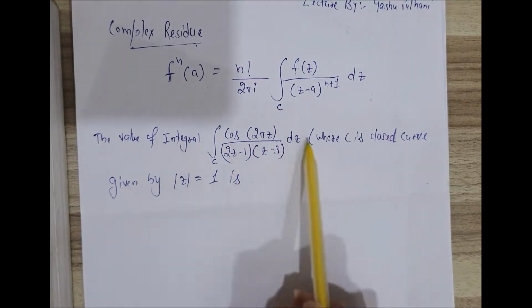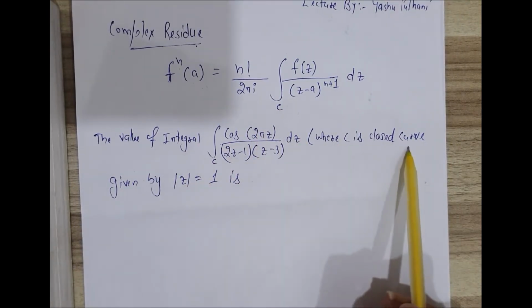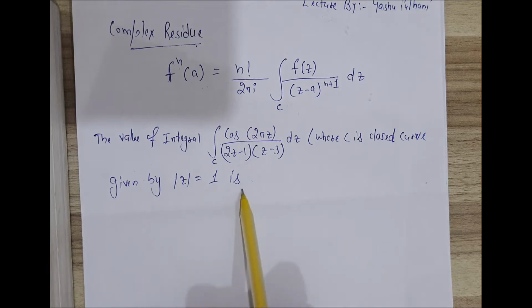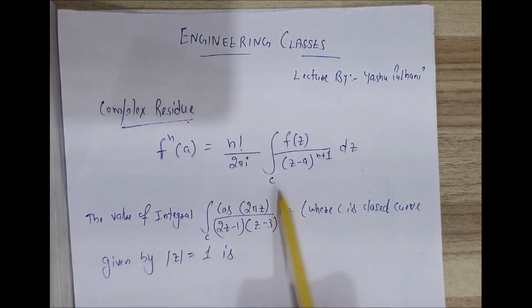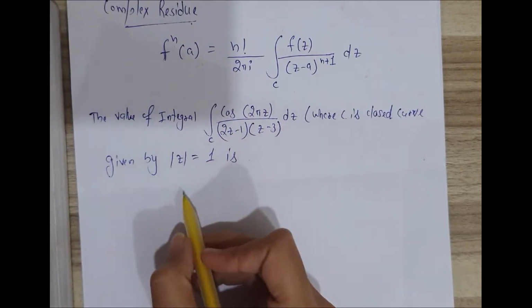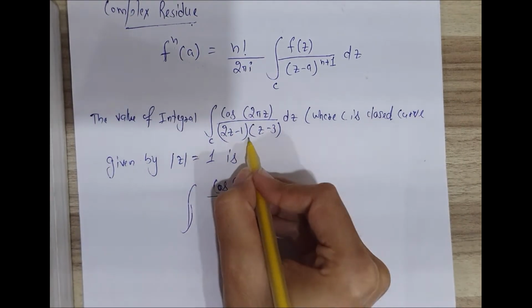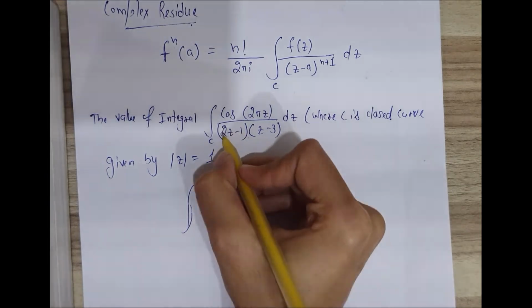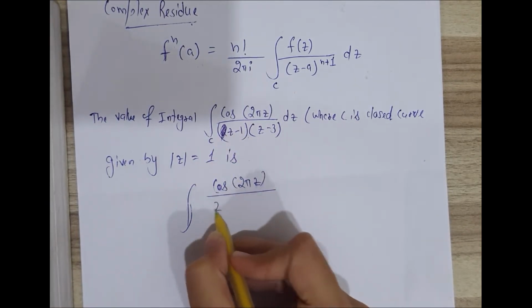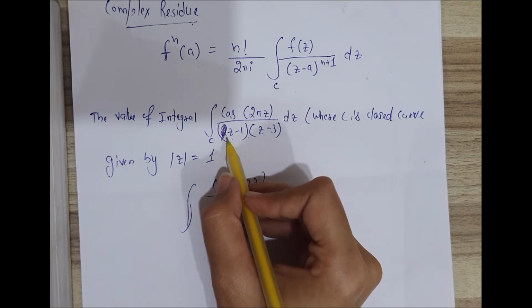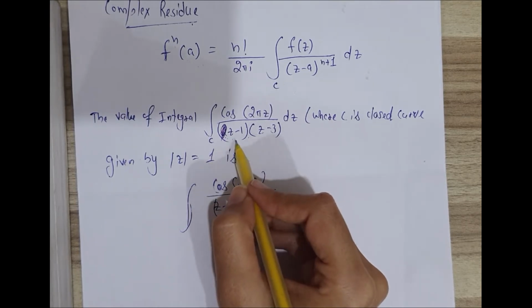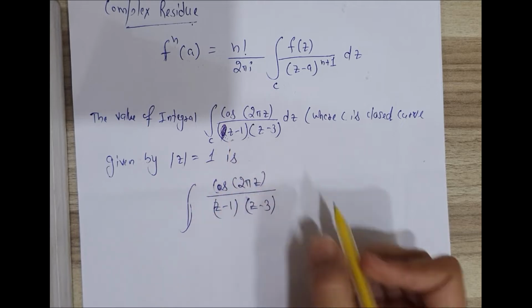The value of the integral of this function, where C is the closed curve given by |z| = 1, is... Just remember that this formula is only applicable for closed curves. Now this is the function. Here there is 2z minus 1. Firstly, remove it, take it as z minus 1. In the second question, we will solve with a coefficient of z. In the first question, I am teaching you without any coefficient of z.